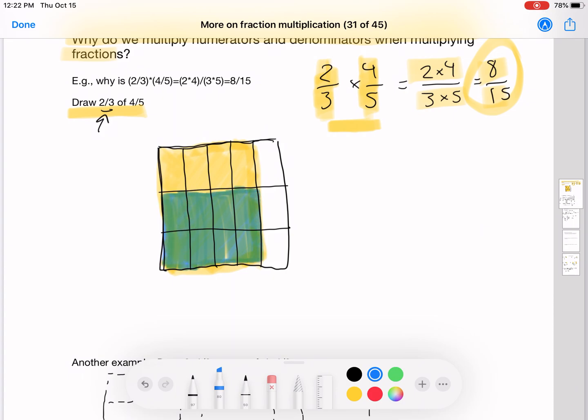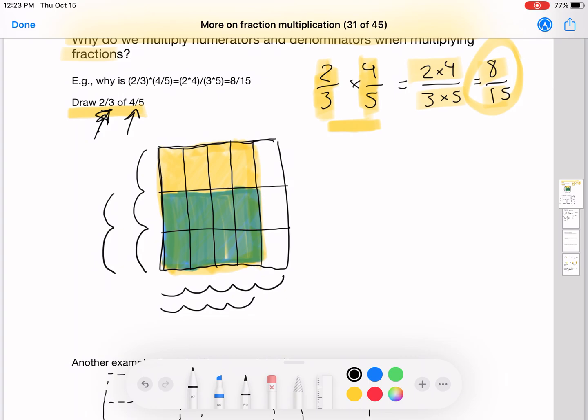Now let's look carefully at the numbers here. To cut this into 2/3, I had to cut it into 3 pieces going this way, and out of those 3 pieces, I then took 2 of them. For the 4/5, I had to cut something into 5 equal pieces this way, and then I took 1, 2, 3, 4 of them to get 4/5. The total amount I have shaded is 4 pieces this way and 2 pieces this way. So I had 4/5 and 2/3 of the 4/5.